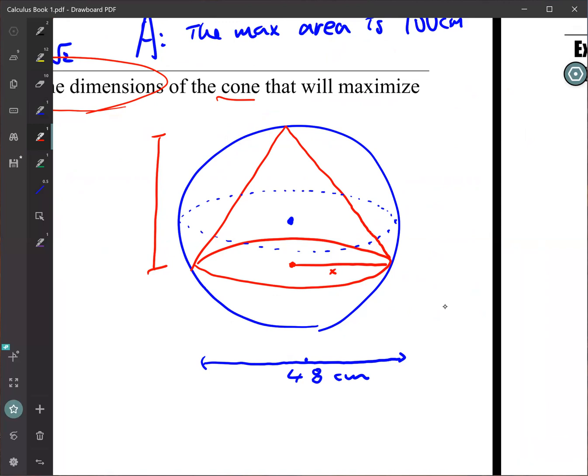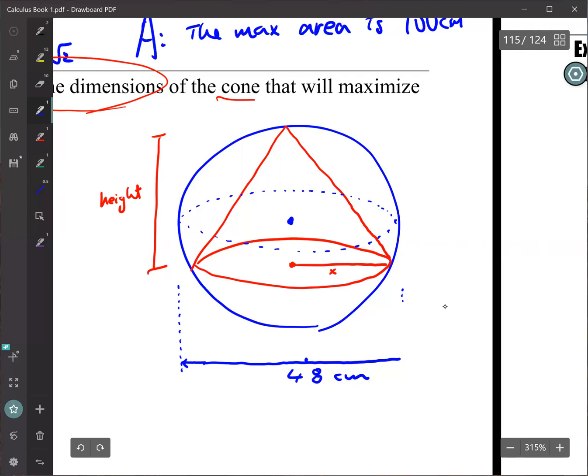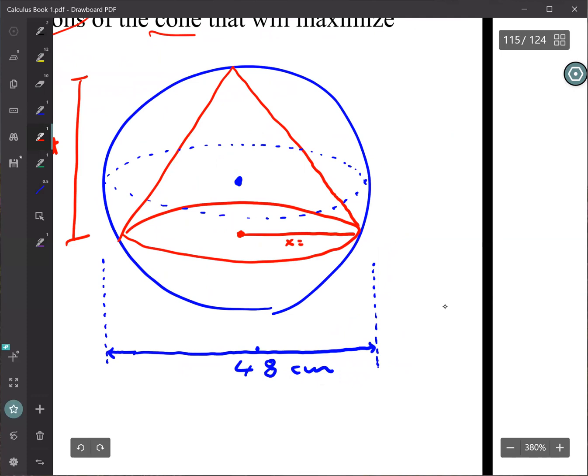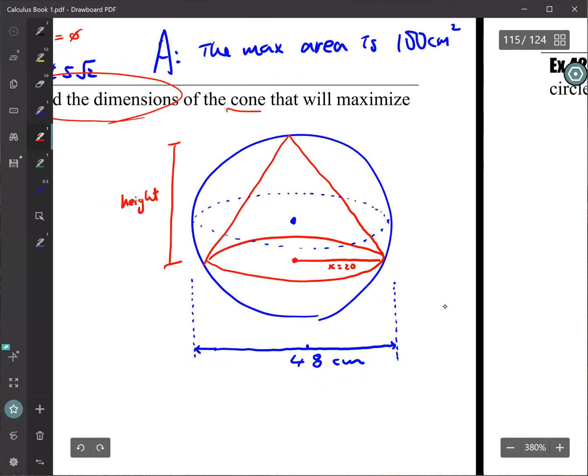Now you need to think about, if I know the radius is x, how can we get the height of the cone? If you are not sure what to do, think of a number for x. Imagine you know the radius of the cone, how can we find the height? The radius of the sphere is 24, so let's say this one is 20. How can we get the height? Having a number will be easier to think.